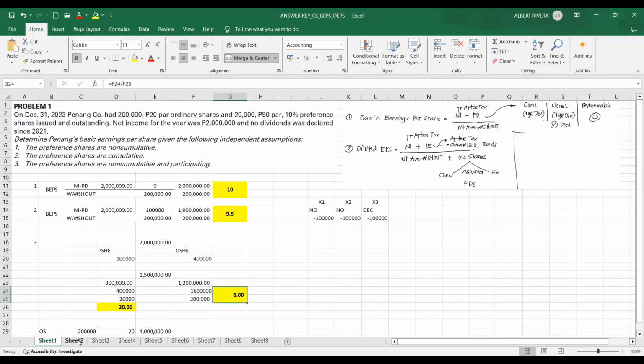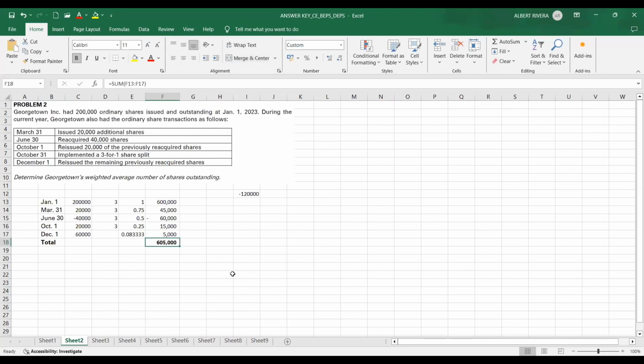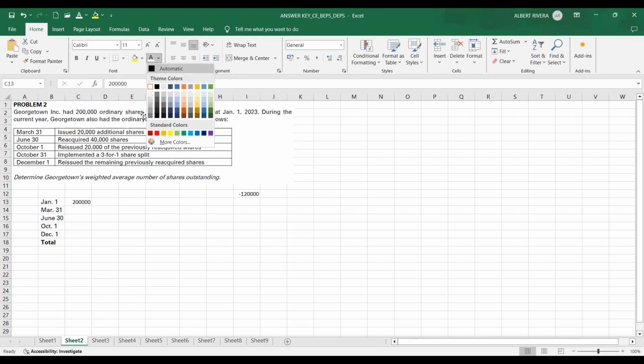Let's go to problem 2. In problem 2, what we need is the weighted average number of shares outstanding. So to get the weighted average number of shares outstanding, we need, let's say for example, 20,000.